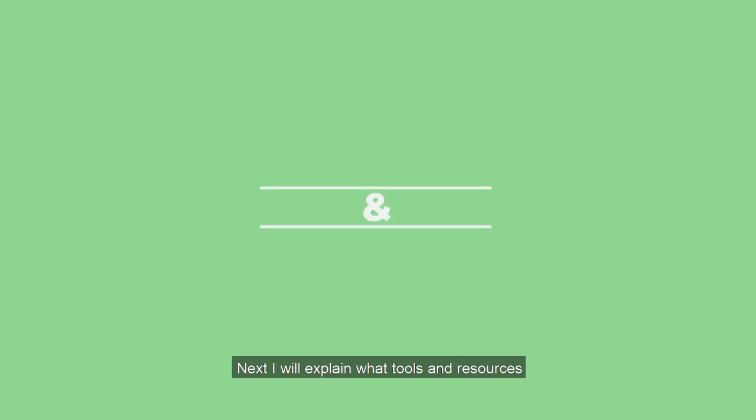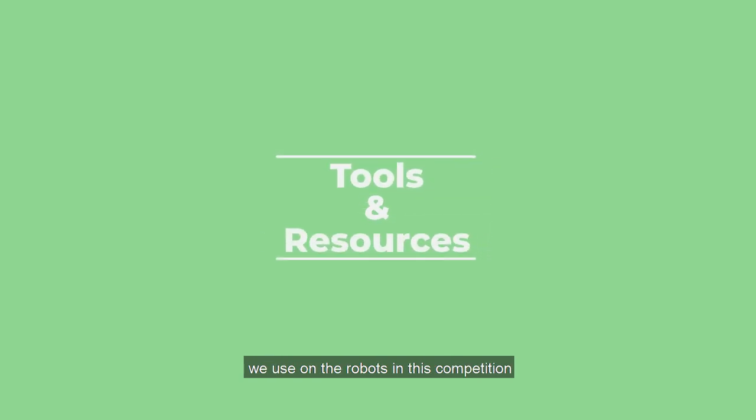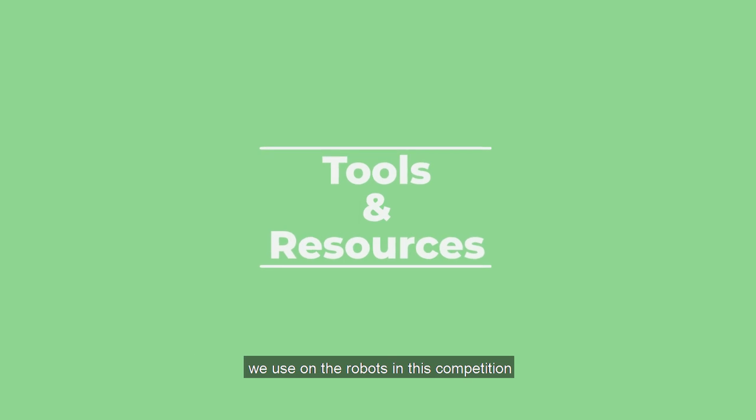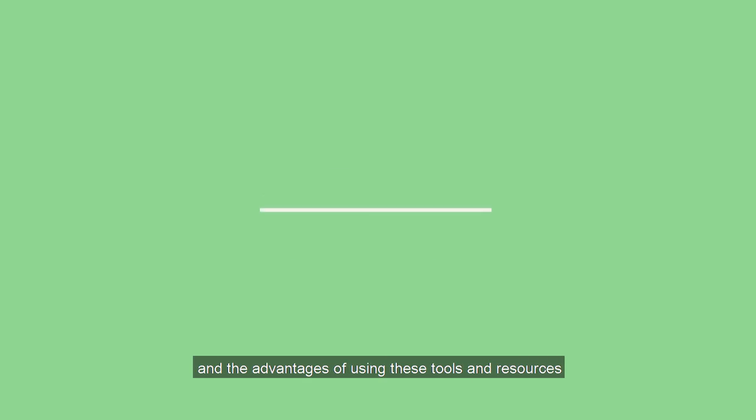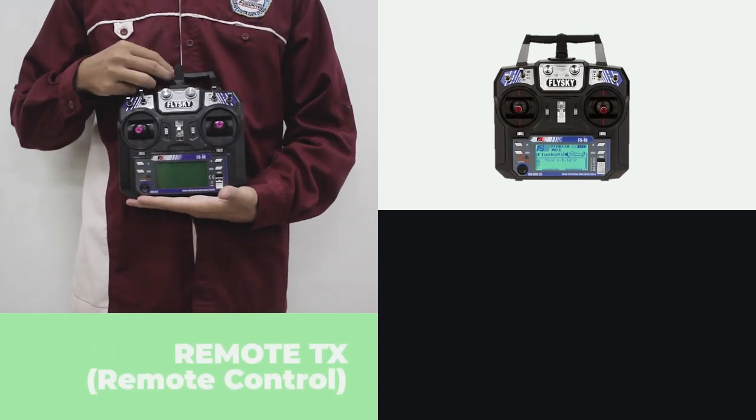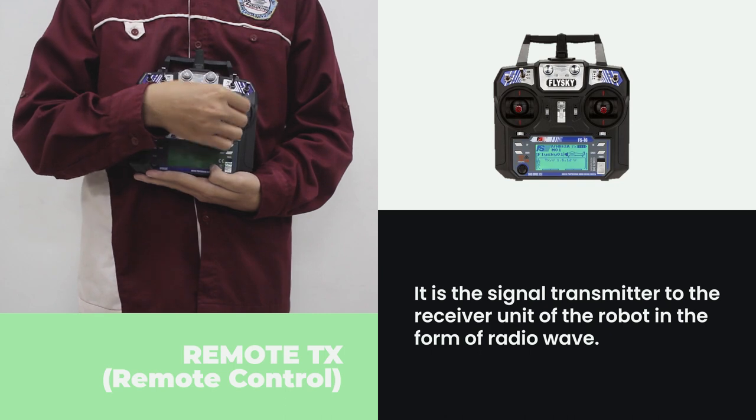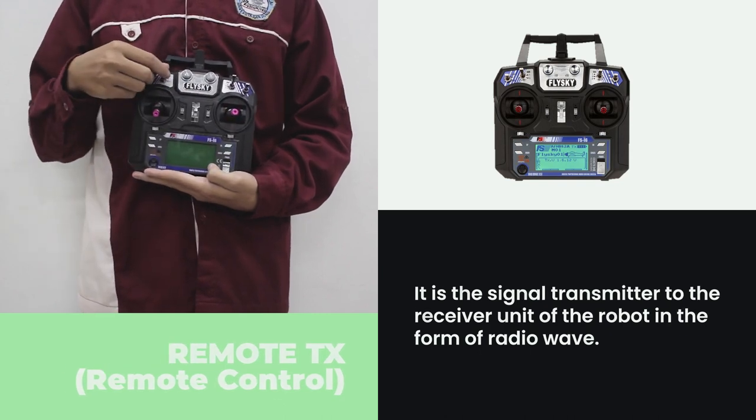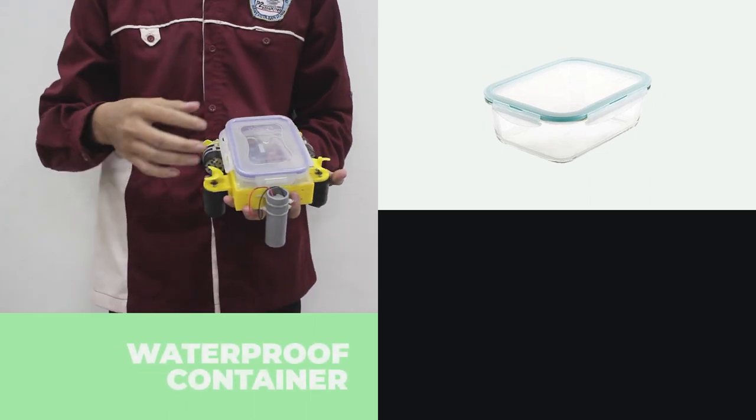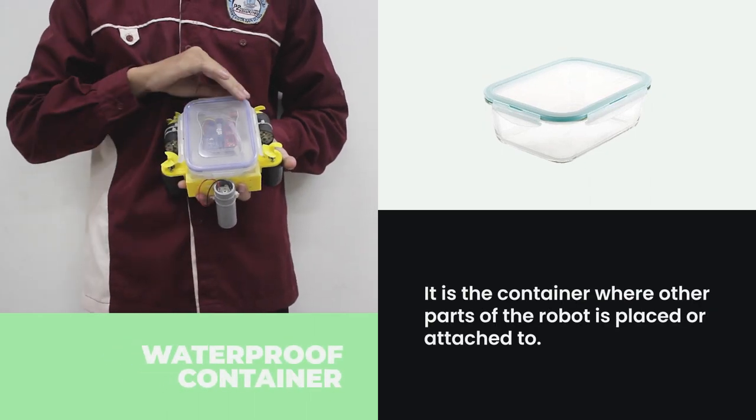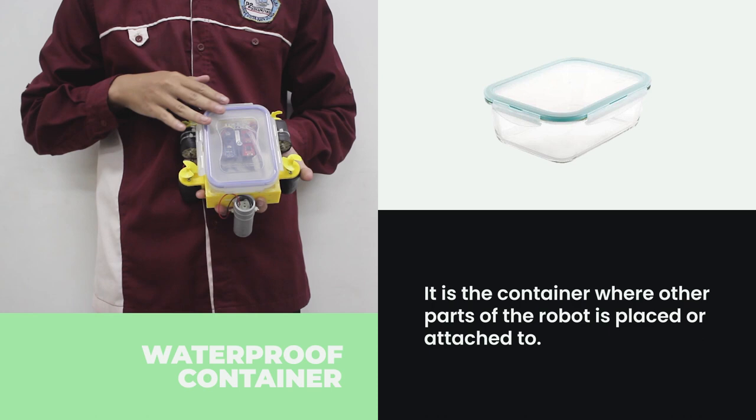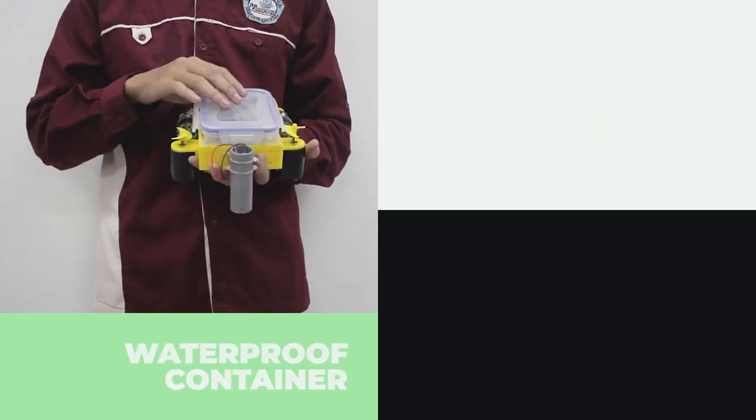I will explain what tools and resources we use on the robot in this competition and the advantage of using these tools and resources. First, it is Remote TX or remote control. It is the signal transmitter to the receiver unit of the robot in the form of radio wave. And next, it is waterproof container. It is the container where other parts of the robot are placed or attached to.